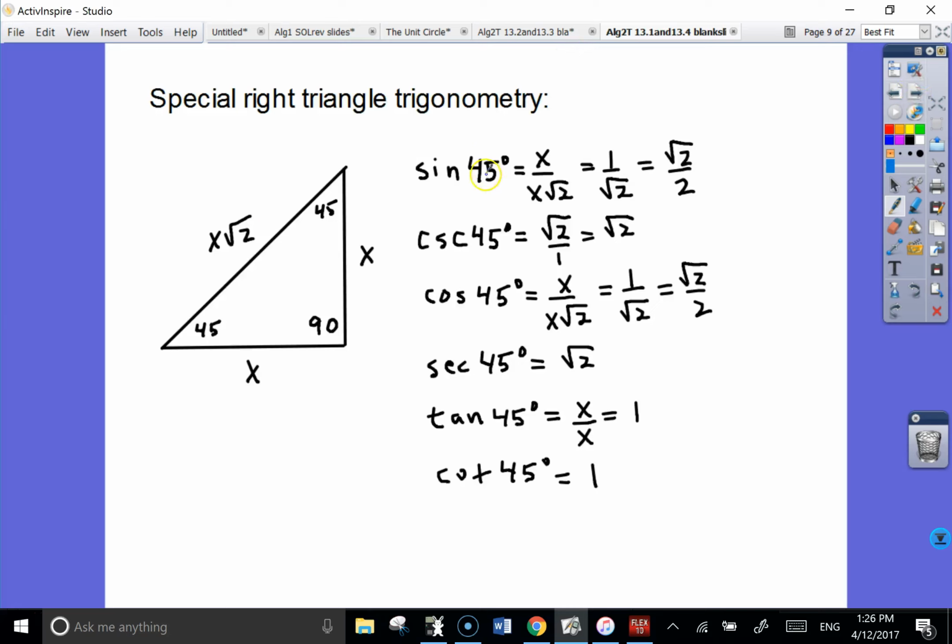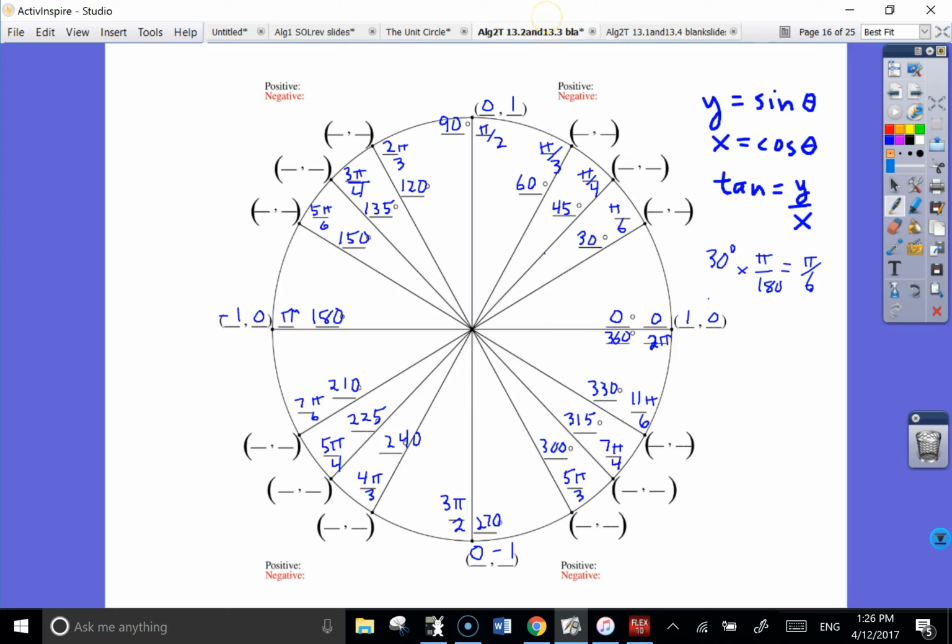So the sine of 45 degrees was the square root of 2 over 2. The cosine of 45 degrees, square root of 2 over 2. So we can fill that one in, right? That'll be the square root of 2 over 2, the square root of 2 over 2.